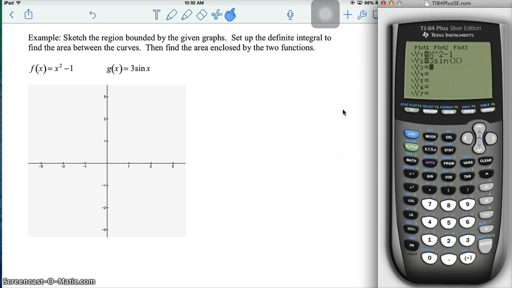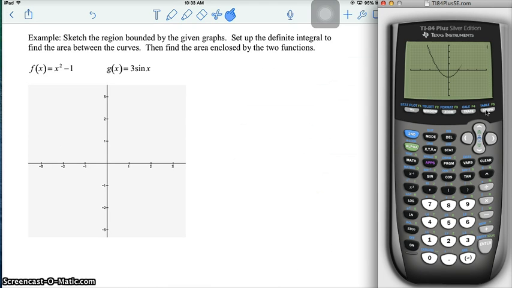Okay, so now what we're going to do is change our window because we're going to match this graph right here. Lower limit -4, upper limit 4. Minimum y value -4, positive 4 for maximum y value. Oh, sorry, I changed it wrong. Here you go, and now it's nice and pretty. Now I'll go ahead and graph.